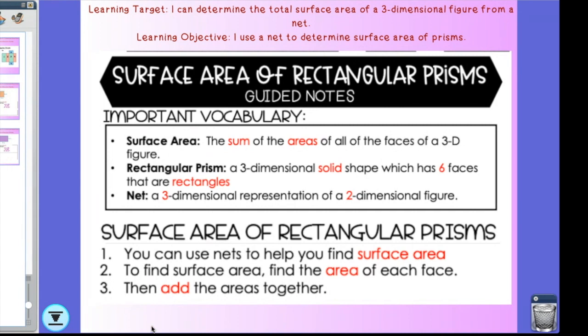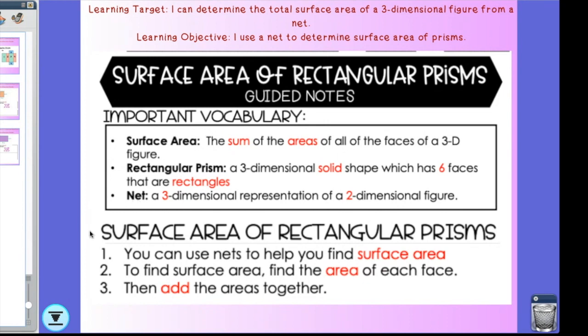Some of the important vocabulary that we are going to need to know are surface area, which is the sum of the areas of all the faces of a 3D figure; a rectangular prism, which is what we'll be calculating the surface area of today, is a three-dimensional solid shape which has six faces that are rectangular; and a net, which is a two-dimensional representation of a three-dimensional figure.